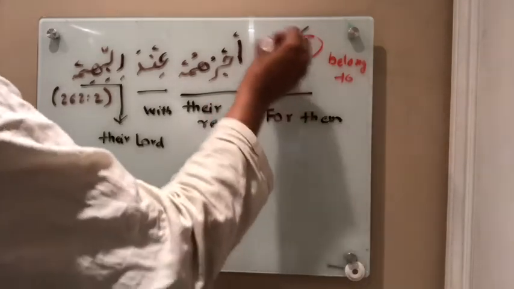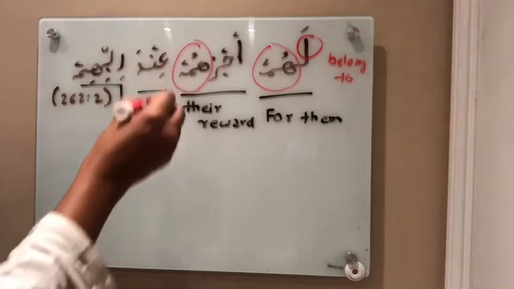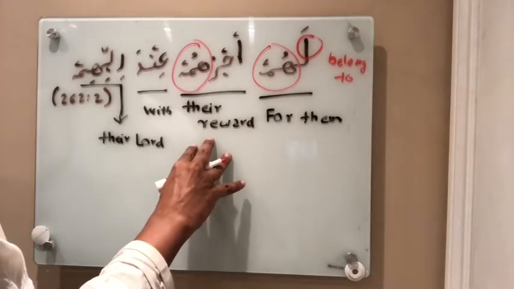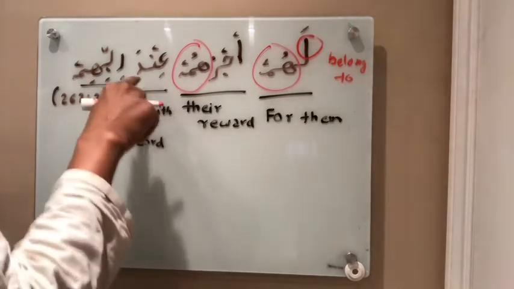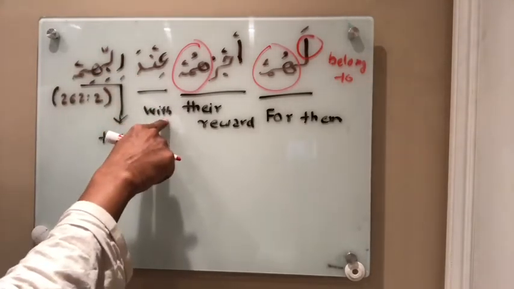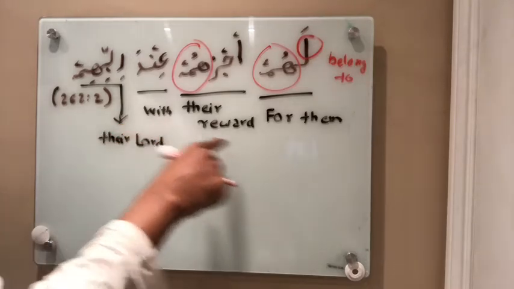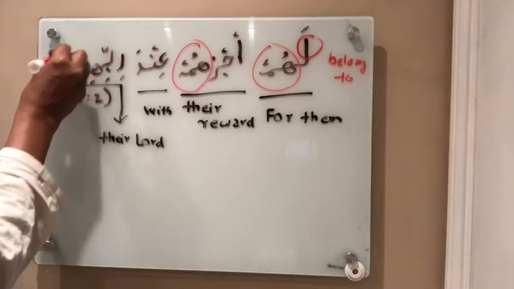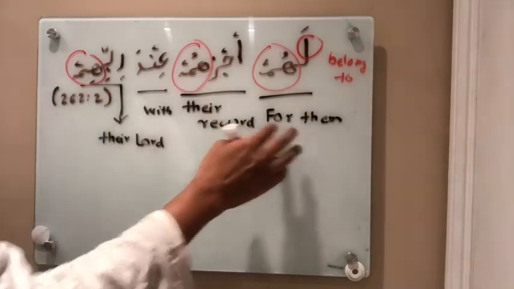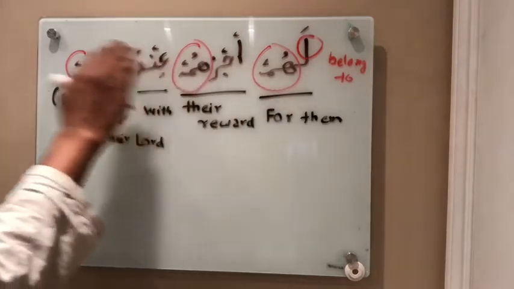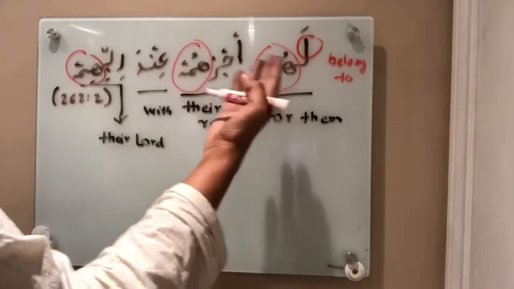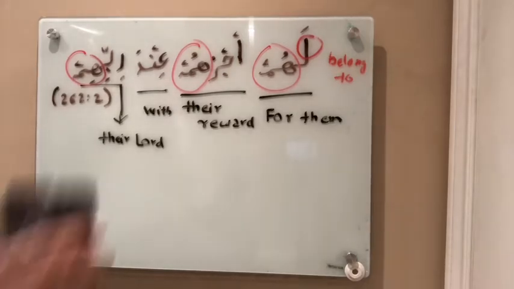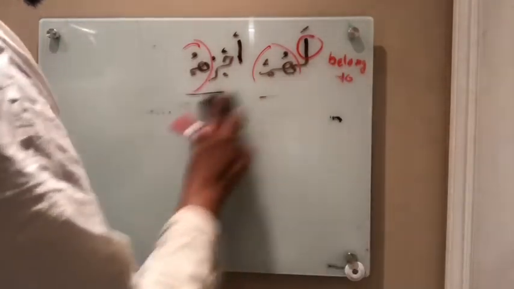Ajruhum, so this is a connected pronoun, the same thing, their. For them, ajr means reward, for them is their reward. Inda is a preposition, so it means with or at. In this context, it's more with. So for them, their reward is with their Lord, rabbihim, right? So lahum ajruhum inda rabbihim, for them their reward is with their Lord. Three instances of the connected pronoun, but it's the same connected pronoun, which is hum. Easy example.